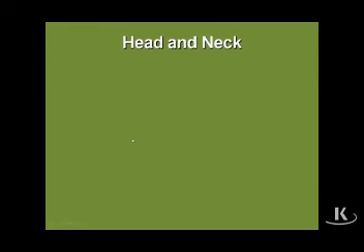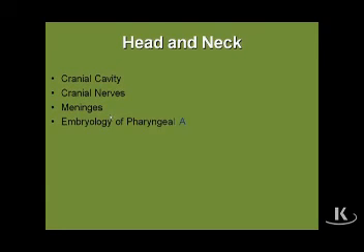So what we will be looking at is the cranial cavity that will house the brain, the cranial nerves that exit from the brain, the meninges that surround the brain, and then we're going to spend a fair amount of time discussing some embryologic issues relating to the development of the head and neck, specifically the pharyngeal apparatus, and then related to that will be the development of the face and palate.